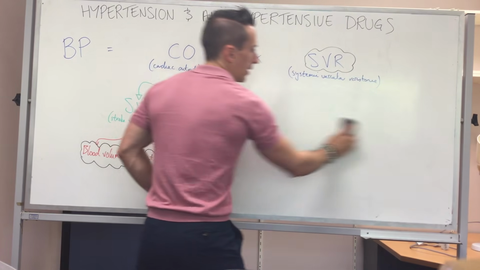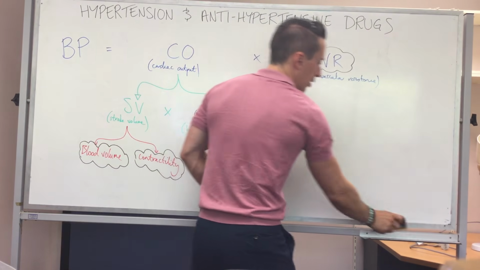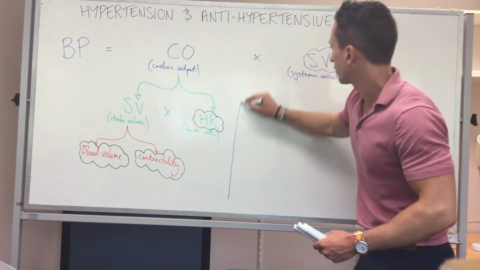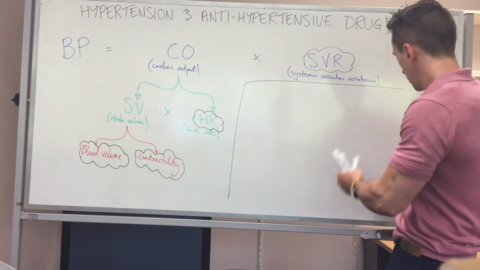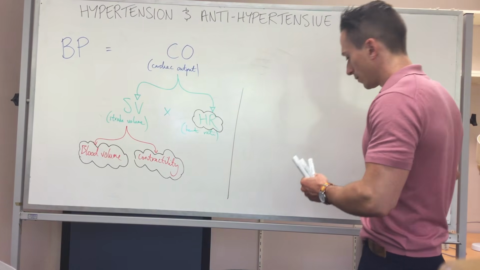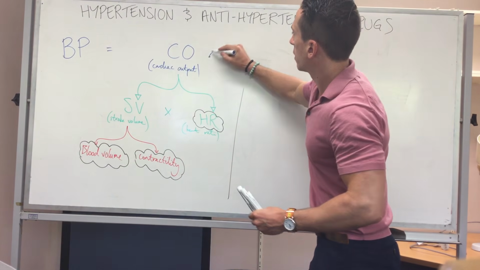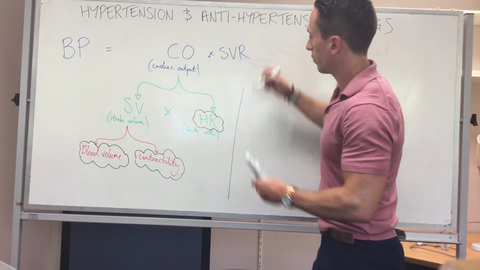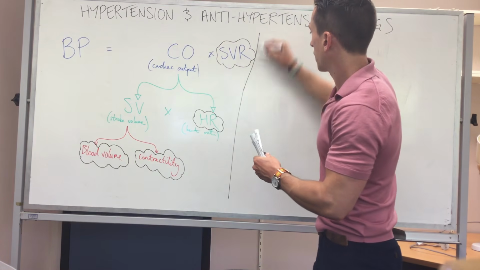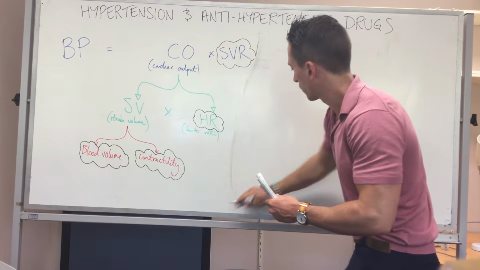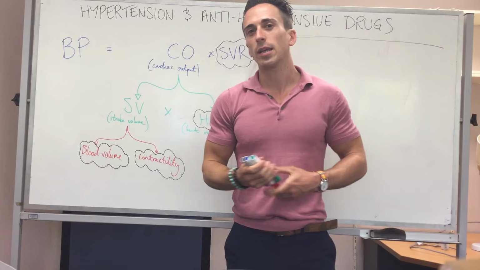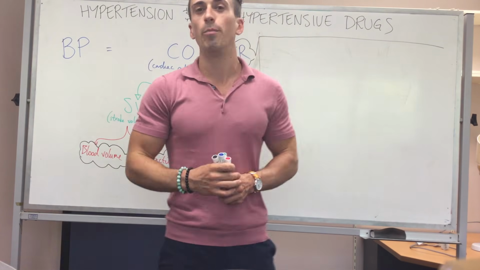I'm just going to use this little area here to write down the common types of antihypertensive drugs, and we'll talk about how they have their effect in this system. What I'll do is, I'll just rewrite that over here. Cardiac output times systemic vascular resistance. Okay. Let's have a look at some of the antihypertensive medications. So first I want to talk about what we call the beta blockers.